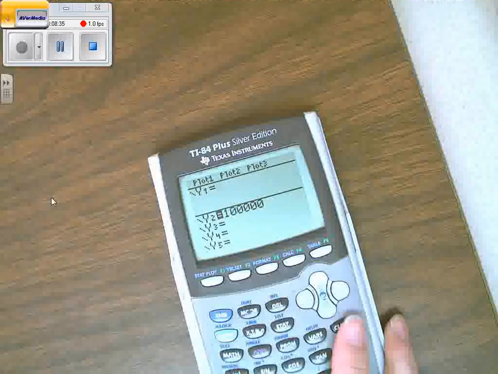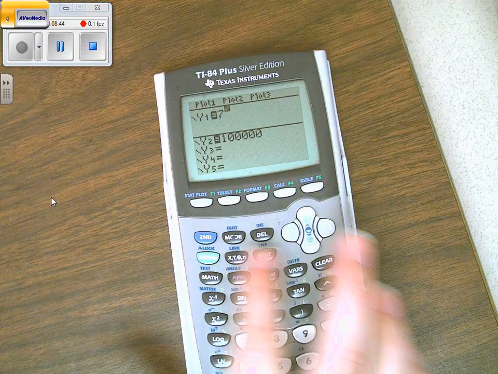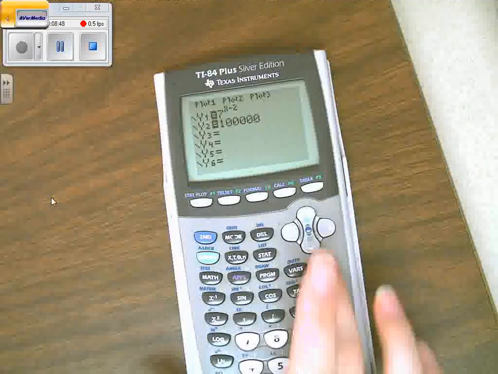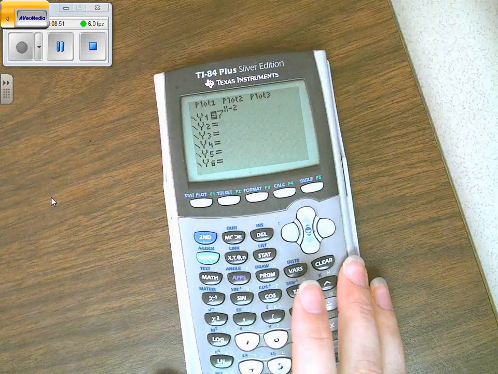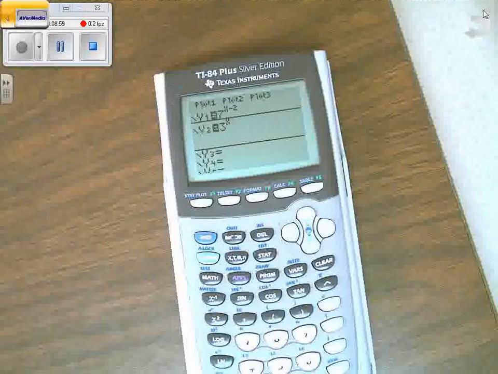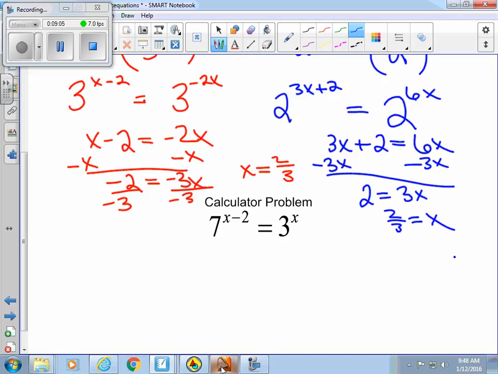Go to y equals. In y1, type the left-hand side of the equation. What was the left-hand side? 7 to the power of x. In y2, type the right-hand side, which was 3 to the x. I think it was 3 to there. I think so. Let's look and make sure. Yep. 7 to the x minus 2 and 3 to the x. The intersection, yes. What we really want to know is the x value, but we'll find the intersection.